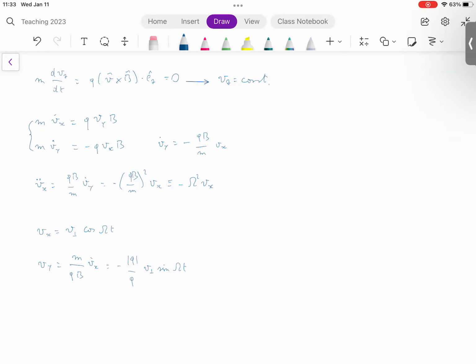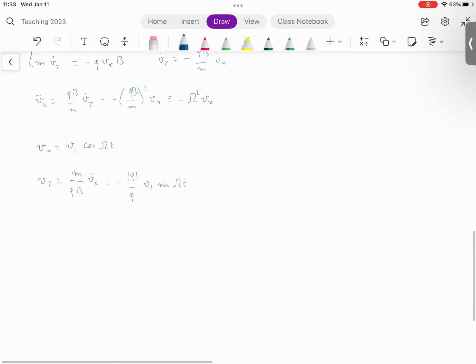And these I can actually solve for the position. x is equal to x naught plus v perp over omega sine of omega t, and y is equal to y naught plus q over |q| v perp over omega cosine of omega t.